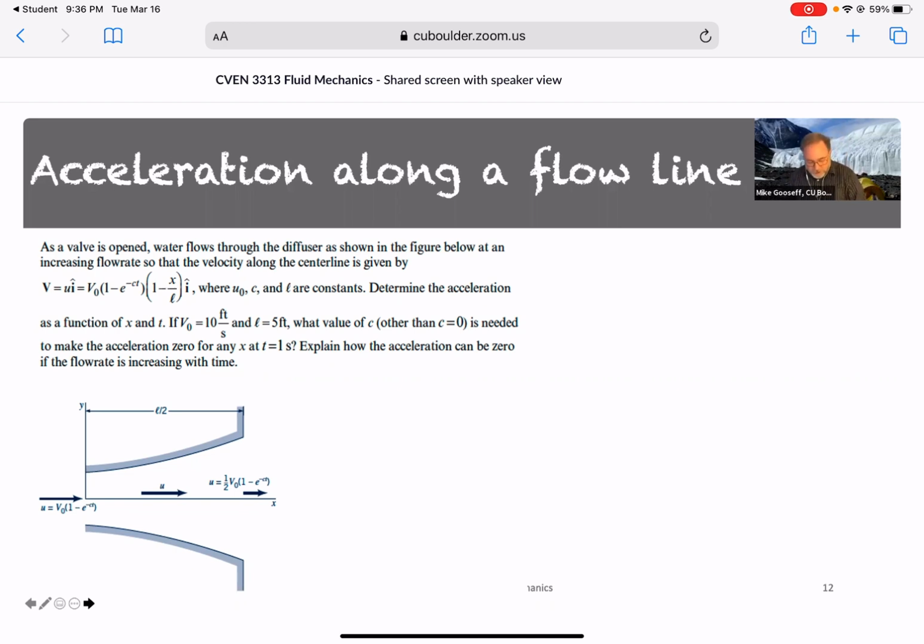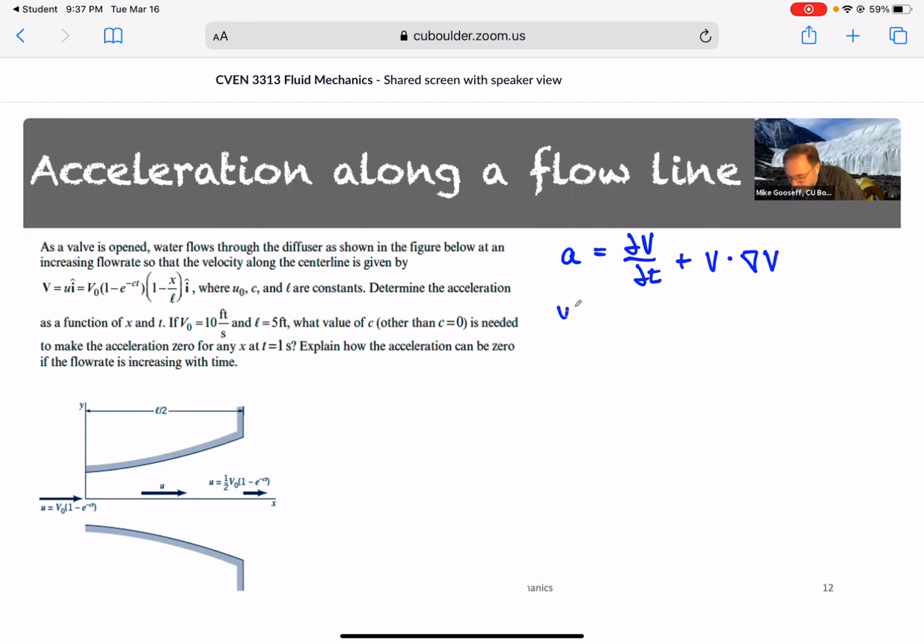Okay, so let's start with something we know. We know that the acceleration vector is equal to del v del t plus v dot the gradient of v. So we have del v del t, the change in velocity with time, plus this component, v dot del v, which is the velocity vector multiplied by the gradient of velocity, or the change in velocity in all three directions. That's what our gradient operator does here.